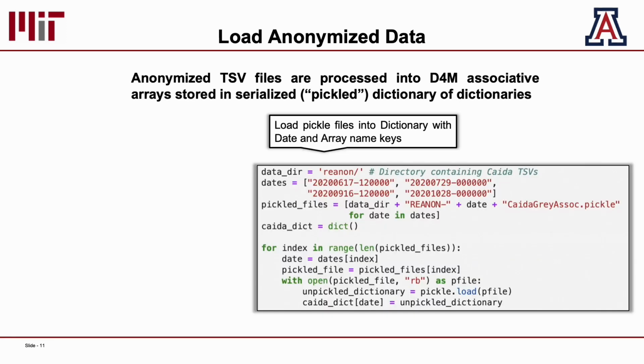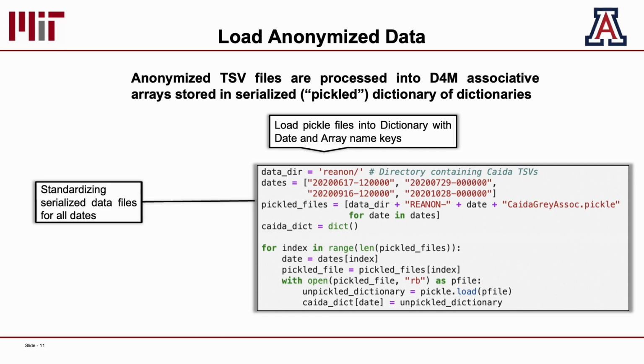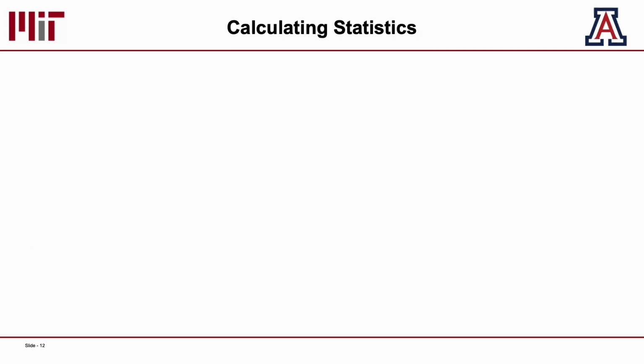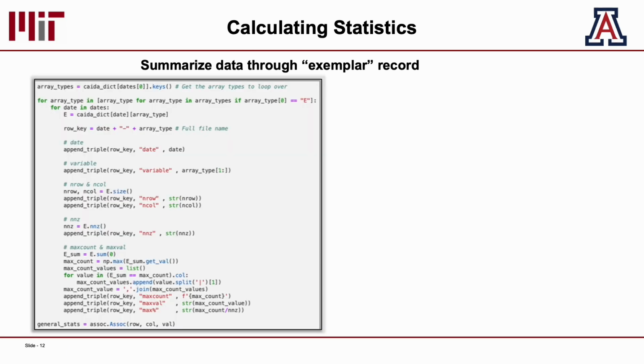This is done by loading Pickle files into a dictionary with data and array name keys. The data we're using for this project are in anonymized TSV files. They are processed into D4M associative arrays. We deserialized, or unpickled, the associative arrays to be used for example records. We can then go through each variable and find the most common values associated with those variables and how often they appear. We create tables to represent example records.